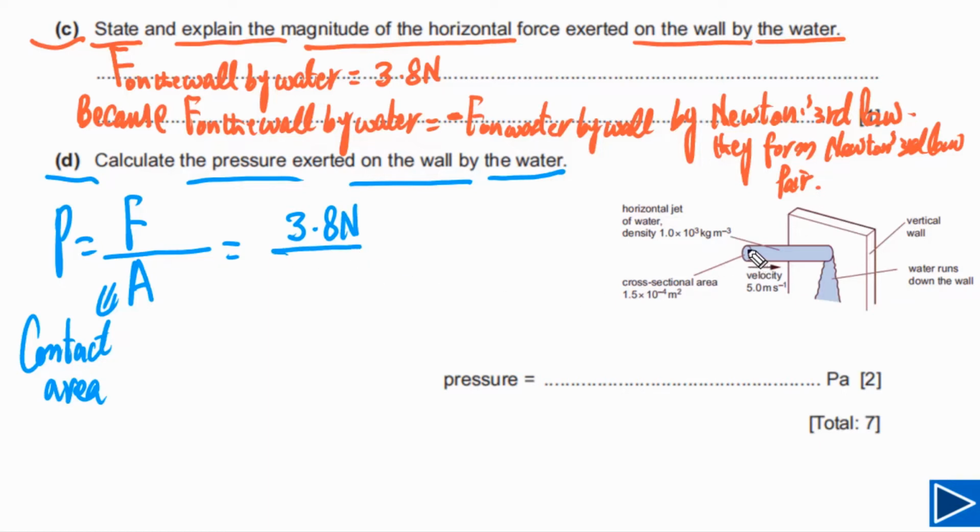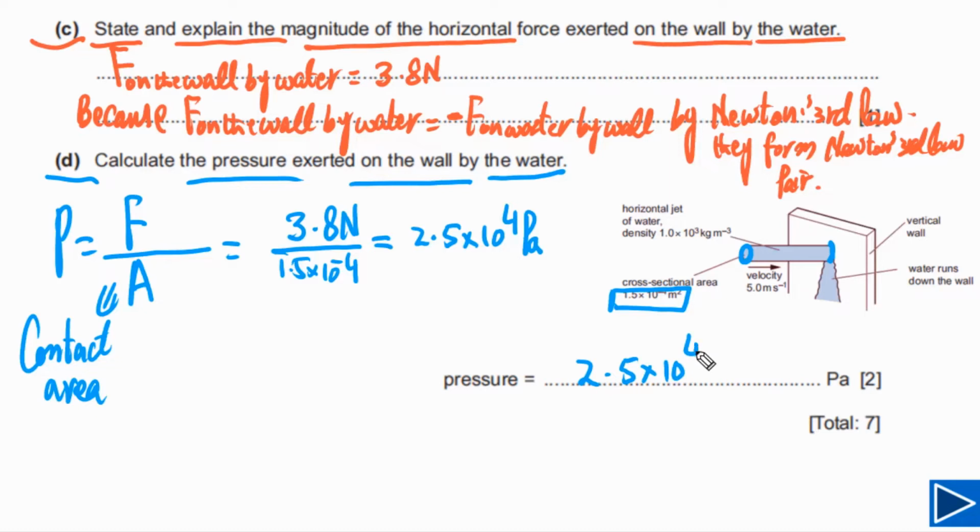And the contact area is equal to the cross-sectional area of the jet of water. Means if you look at the wall, this one is the contact area. And contact area simply is equal to cross-sectional area of the jet, and that is 1.5 times 10 to negative 4. Now if we simply solve this, our final answer will be 2.5 times 10 to 4 Pascal, or you can say newtons per square meter. So this is our final answer, 2.5 times 10 to 4 Pascal.